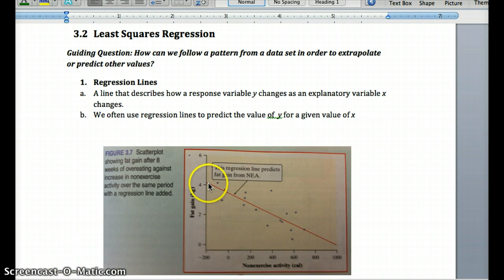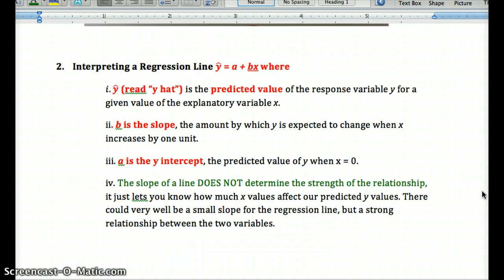You can see we have a best fit line that comes down through the data, and the idea of the best fit line is to be as close to all the points as possible, meaning having the smallest amount of residual, or distance from the best fit line. So interpreting it, y hat would be our predictor. That's the value we're trying to predict, a response variable given a value of x.